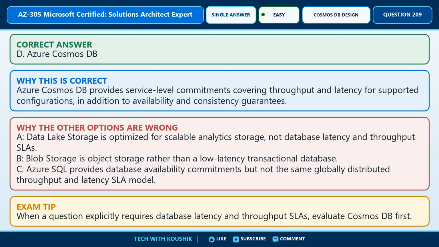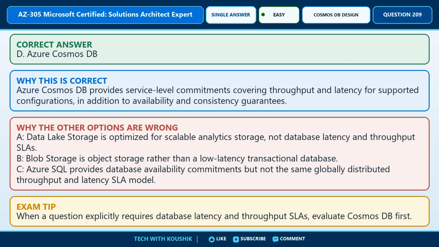The best answer is option D, Azure Cosmos DB. The requirement is satisfied because Azure Cosmos DB provides service-level commitments covering throughput and latency for supported configurations, in addition to availability and consistency guarantees.